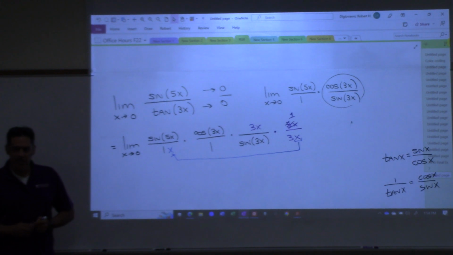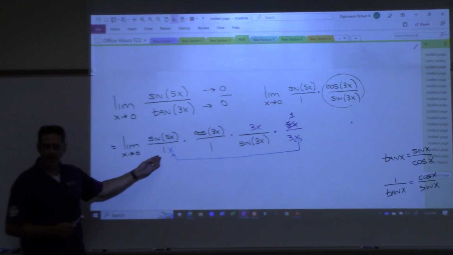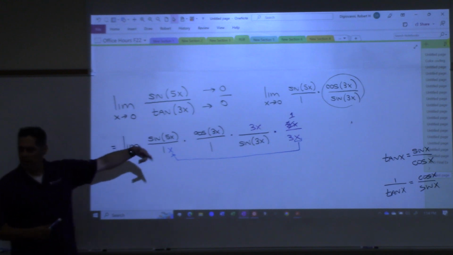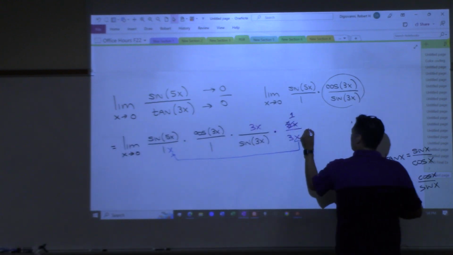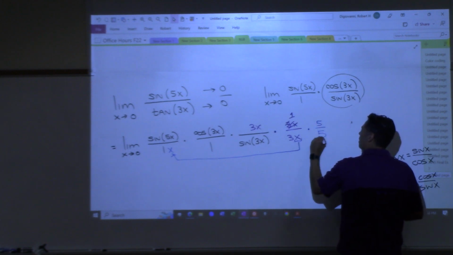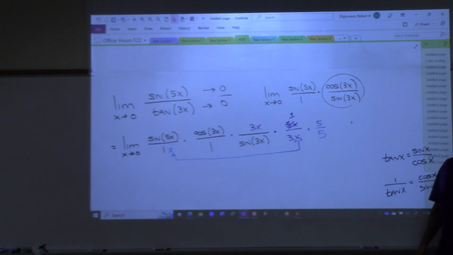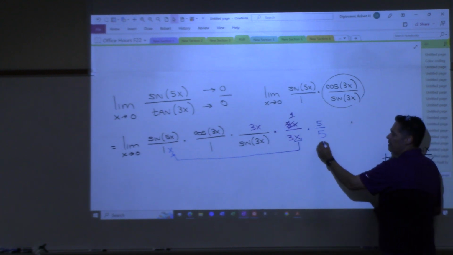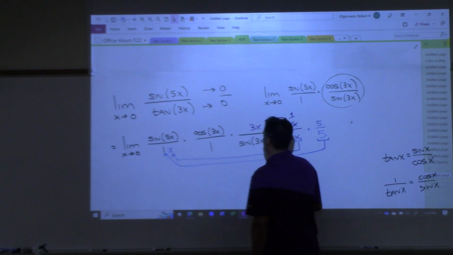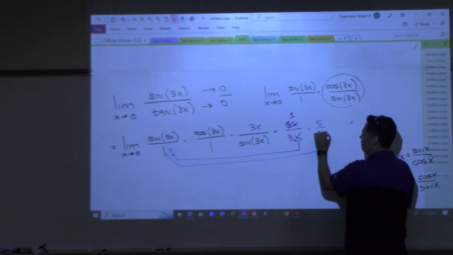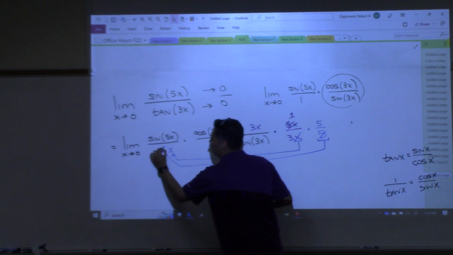Almost there. I'm missing a 5. Can you introduce a 5 down here? If I introduce a 5 over 5, I can. So back here on the end, I'm going to introduce a 5 over 5. That's a 1. I can do that. And then I'm going to take just the 5 that's down here and slide it under here. The 5's going to go away here. This is going to become 5x.